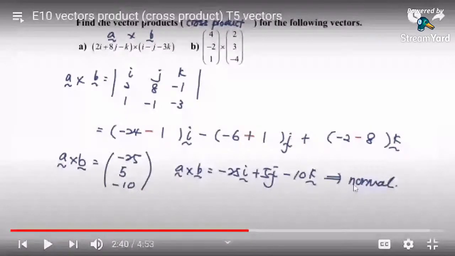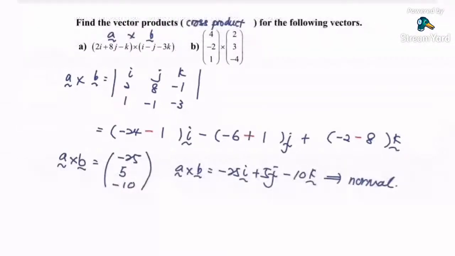Okay, that is example A. I will repeat the same process for example B. So that is the way of getting the vector product.